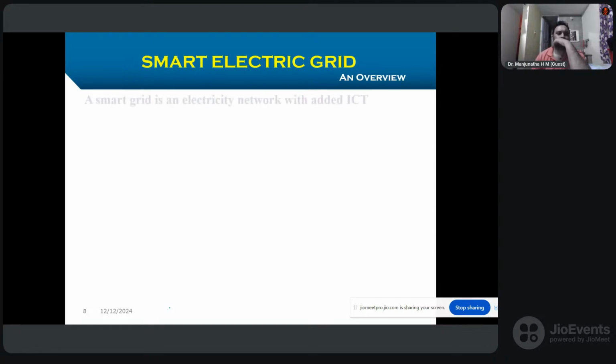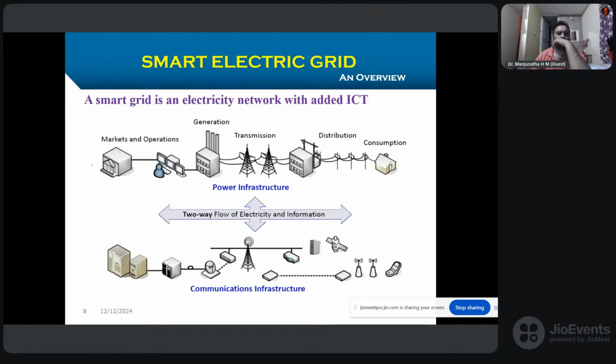Then what are we aspiring for? The smart grid is an electricity network with added ICT, information and communication technologies. So this is our electricity network, and this is our communication network. Just like at every stage we have different units to operate, in the communication network also we have different units to operate, right? And these two together can form a smart electric grid.